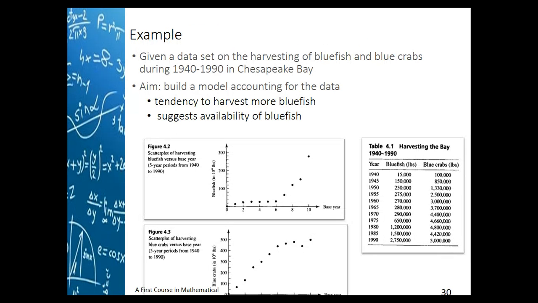Now in this case, we try to look at two different sets of data. The first one, if you notice, we have bluefish. Look at table 4.1, bluefish and also blue crab. Figure 4.2 represents the data of your bluefish, and figure 4.3 is for your blue crab. If you notice, the data is slightly consistent along the way.